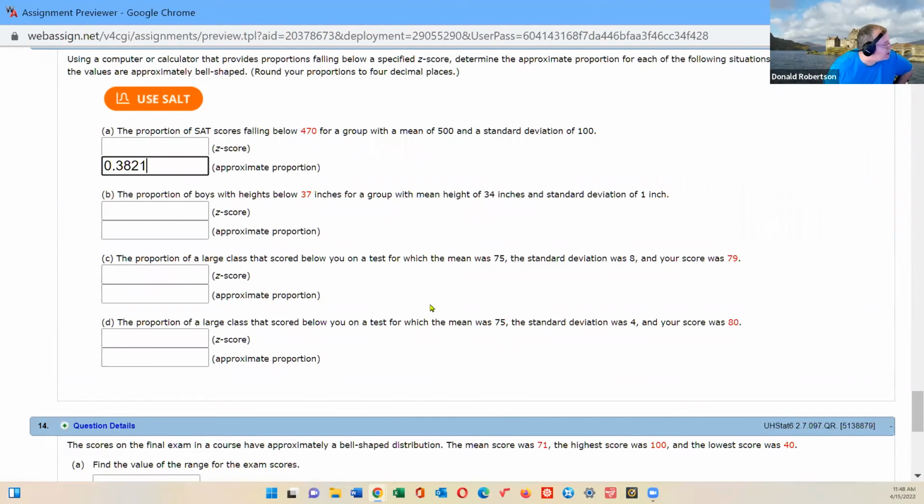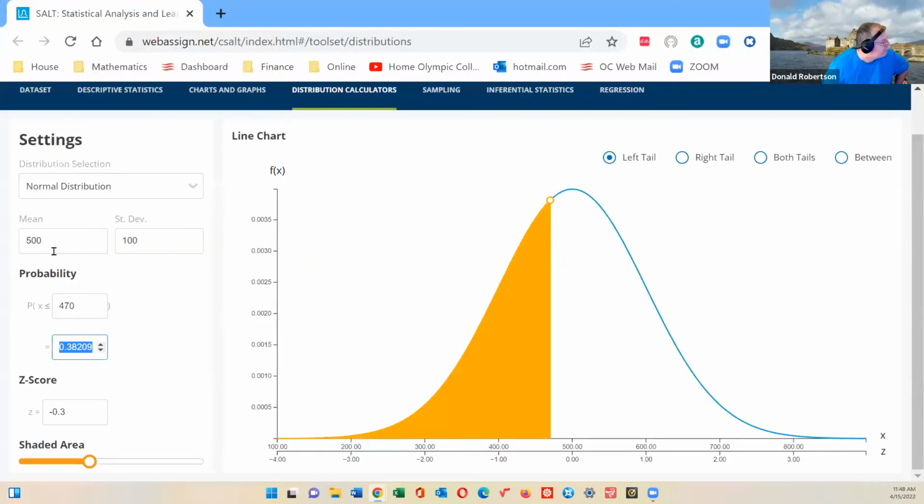Now, what's the proportion of boys with heights below 37 inches? And the mean this time is 34 and the standard deviation is 1. So we want to get below 37 inches and the mean is 34 and the standard deviation is 1. So bring this guy over. The mean is 34. Standard deviation is 1. What is the percentage of them that get less than 37 inches? Is it less than? Yeah, below.